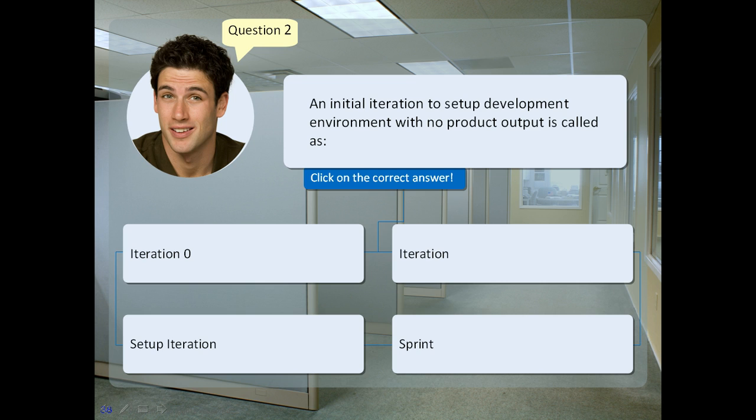An initial iteration to set up development environment with no product output is called as A. Iteration 0, B. Iteration, C. Setup iteration, D. Sprint. What is your choice?